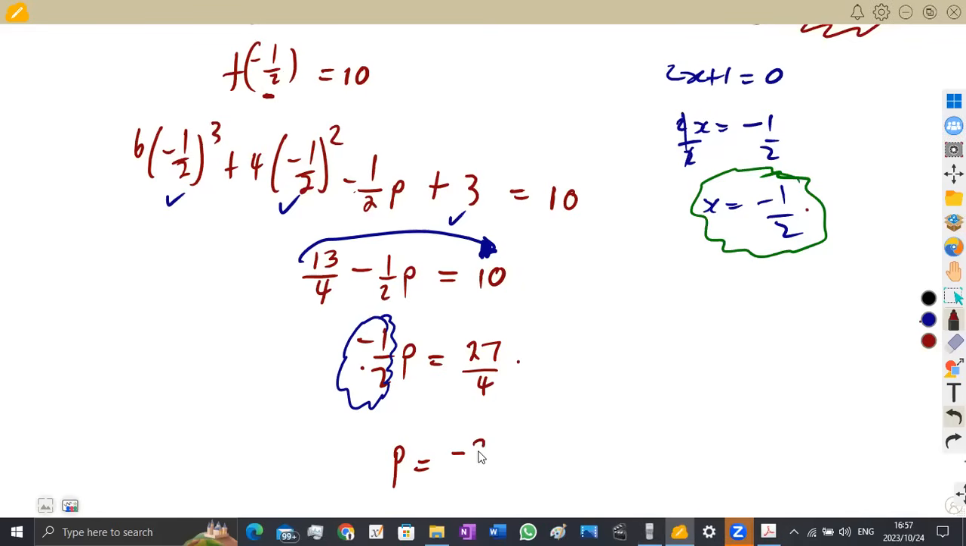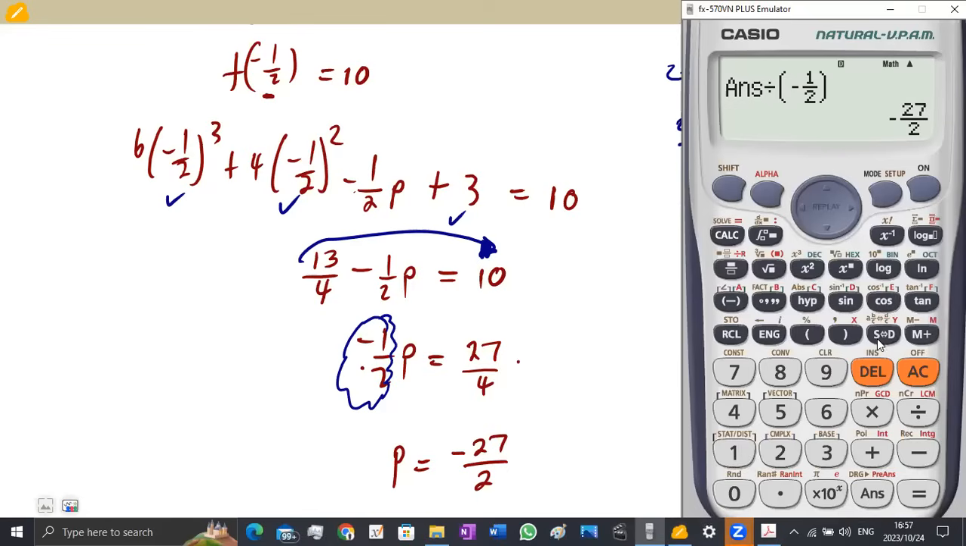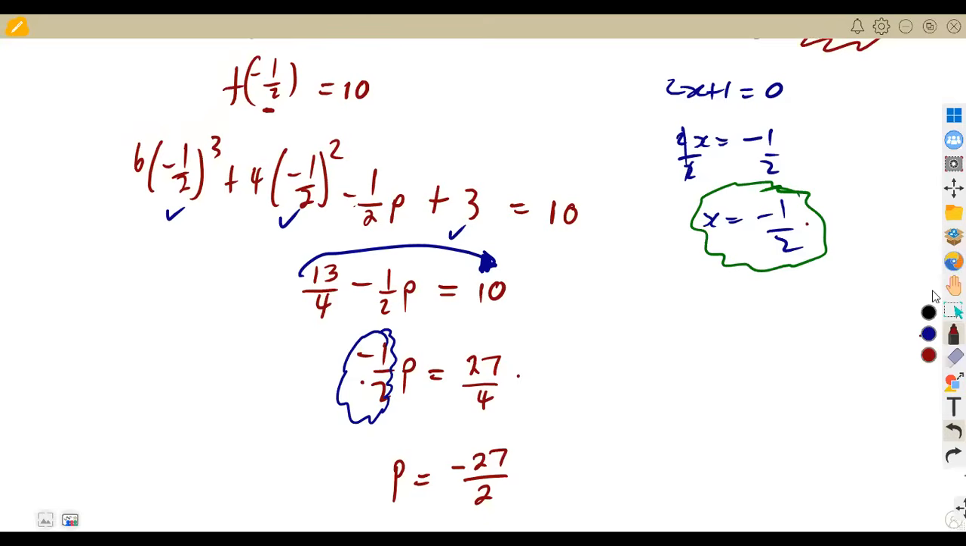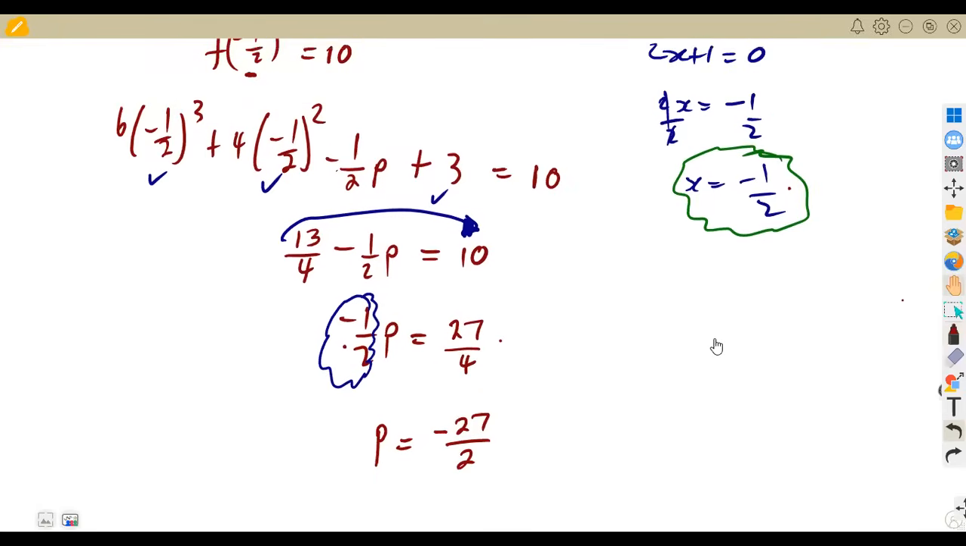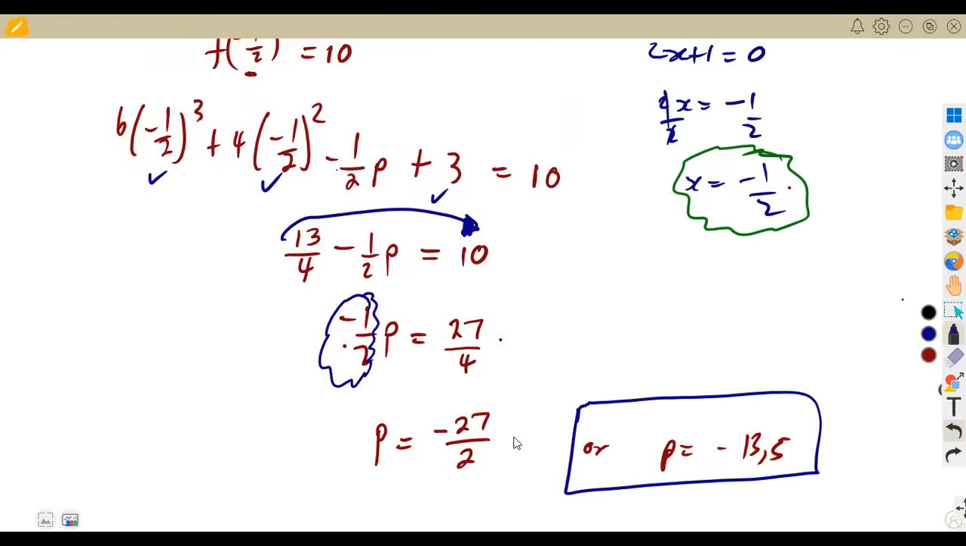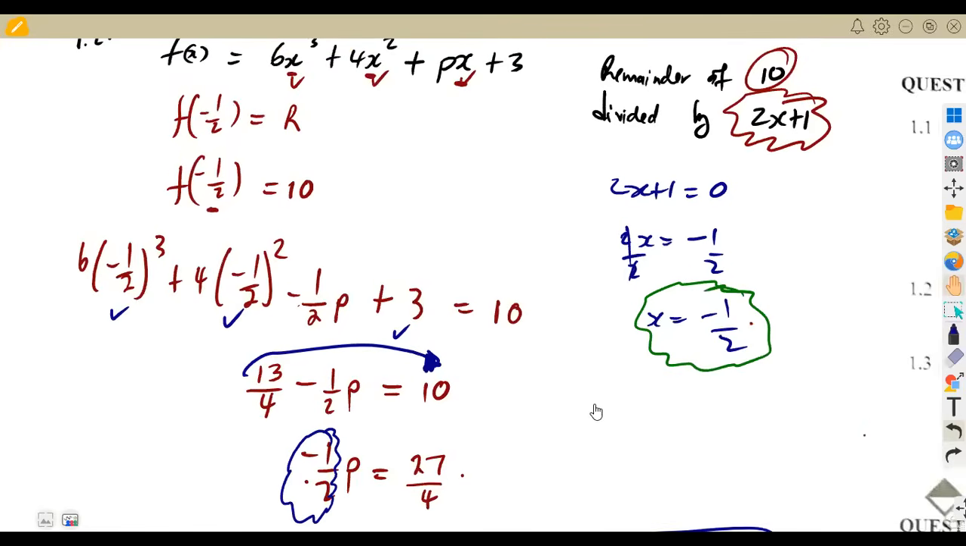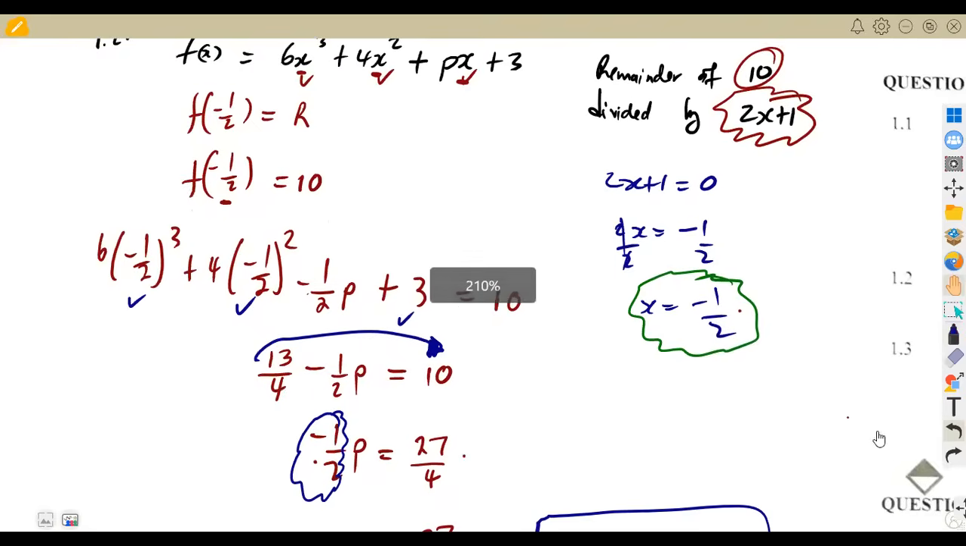So we're going to obtain negative 27 over 2, or as a decimal, negative 27 over 2 is the same as negative 13,5. So p is equal to negative 13,5, or negative 27 over 2, another way of writing this answer, and it is just the same. All right, so that is how our questions might be given as factor and remainder theorem questions.